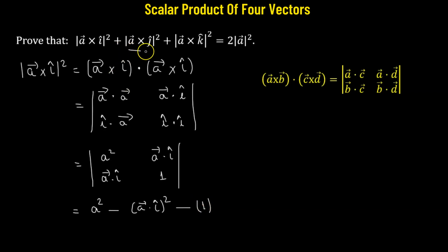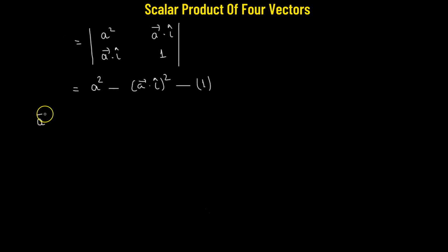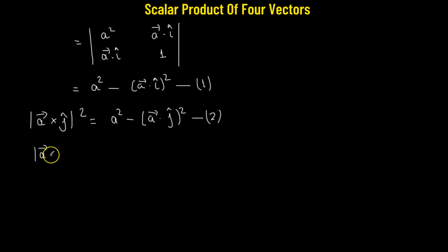Now we'll find the second term. So that is A vector crossed with J cap and its magnitude squared. If we use the same identity, then we should get A squared minus A vector dotted with J cap squared. So this will be 2. And similarly, we can also find out A vector crossed with the unit vector K, the magnitude squared. This will be equal to A squared minus A vector dotted with K cap squared. So let this be number 3.